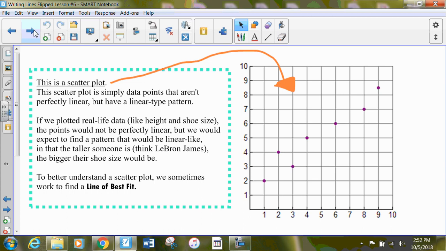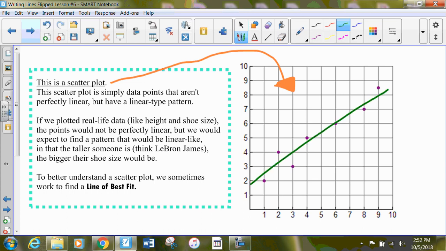Scatter plots aren't perfectly linear, but they represent data points that form something that could look like a line. We'd look at these dots and think, well, if we can't exactly connect them and make a line, we could go ahead and draw a line that would represent their pattern. It's tough for some people to think about what we're actually doing.